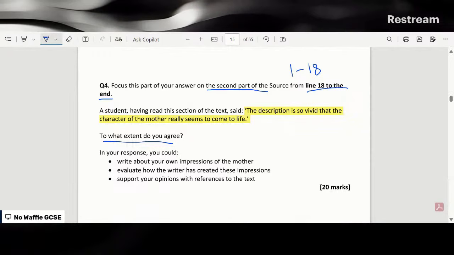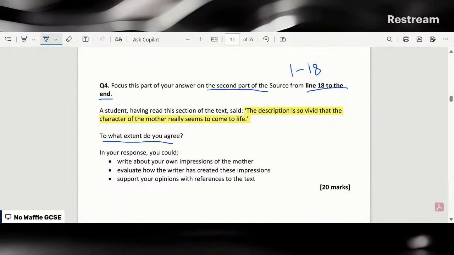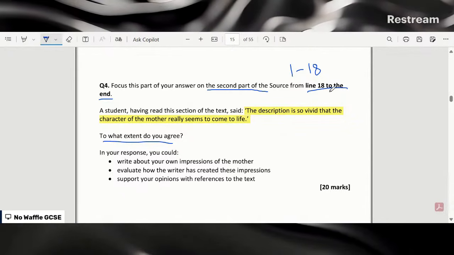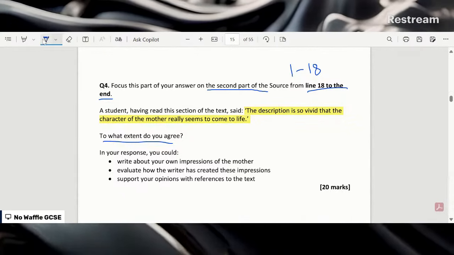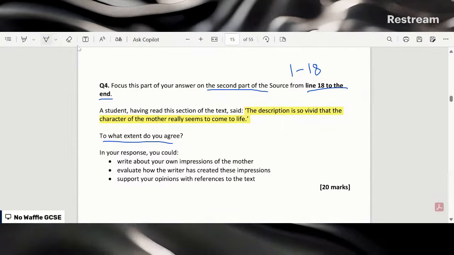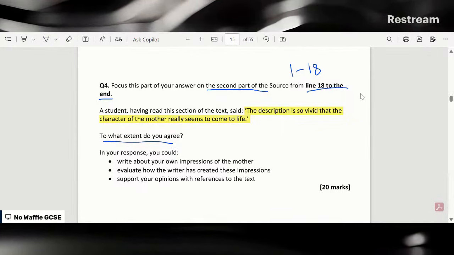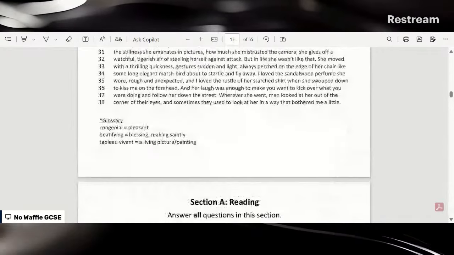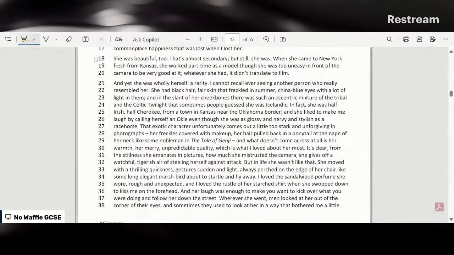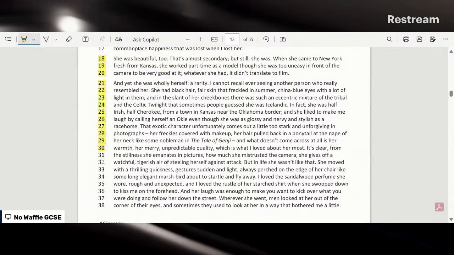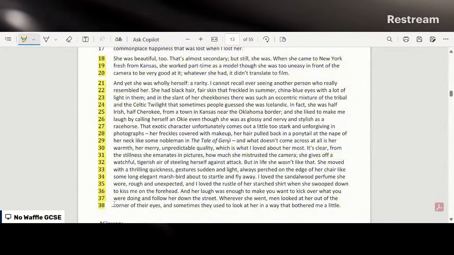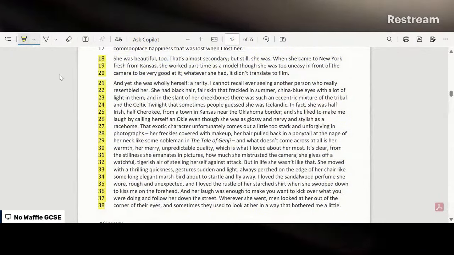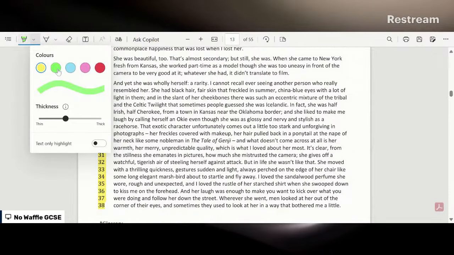Let's look at the text. Let's look at 18. Lines 18 till the end. So going up, we need to focus on the character of the mother. Where is the text here? It might help to highlight it so you don't ever make any mistakes. So you've got 18 to the final line, and we're looking at description for the character of the mother.